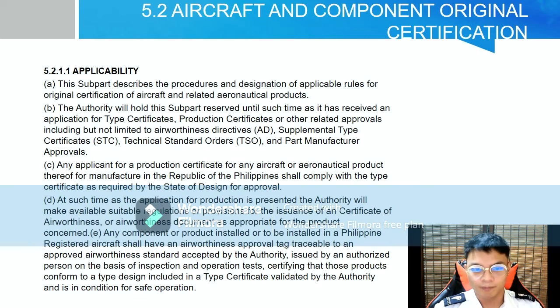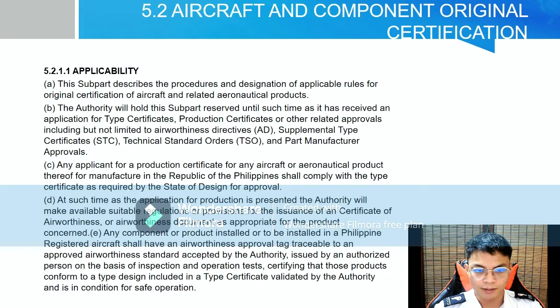So for the 5.2, PCAR Part 5.2 Aircraft and Component Original Certification. So its applicability, this subpart describes the procedures and designation of applicable rules for original certification of aircraft and related aeronautical products. The authority will hold this subpart reserved until such time that it has received an application for type certificates, production certificates, or other related approvals, including but not limited to airworthiness directives, supplemental type certificates, technical standard orders, and part manufacturer. An application for a production certificate for any aircraft or aeronautical product thereof for manufacture in the Republic of the Philippines shall comply with the certificate as required by the state of the design for approval.